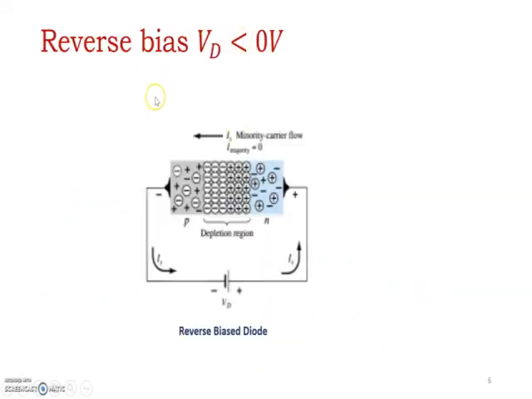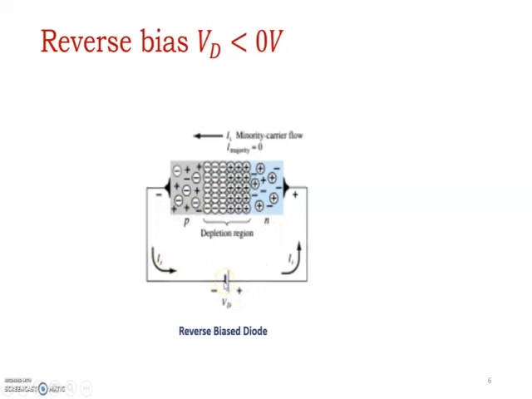We look into the second case, which is reverse bias. So VD is negative. Okay, VD is negative means what happens? You can see N is connected to positive, P is connected to negative. That means VD is negative. It's reverse bias. We know electrons are negative, so they will be attracted towards the positive. Holes are positive, so they are attracted towards the negative of the battery, right?